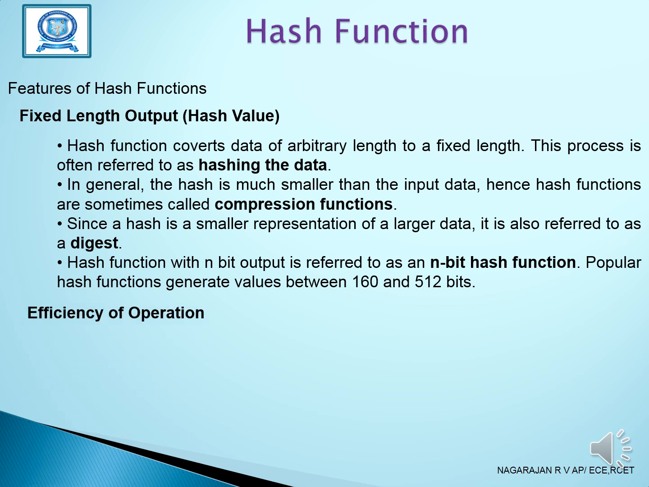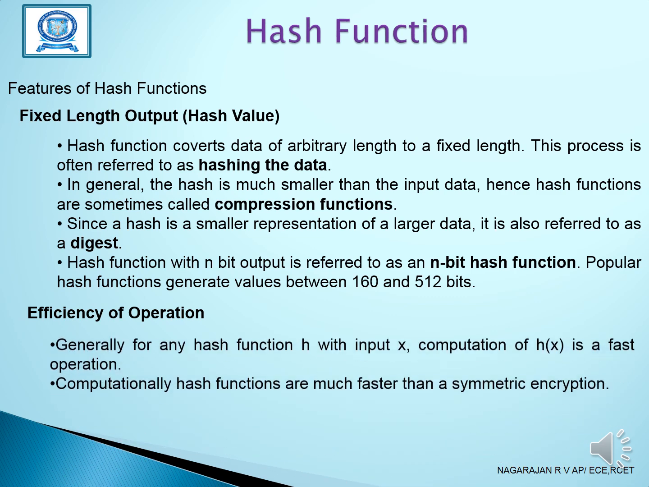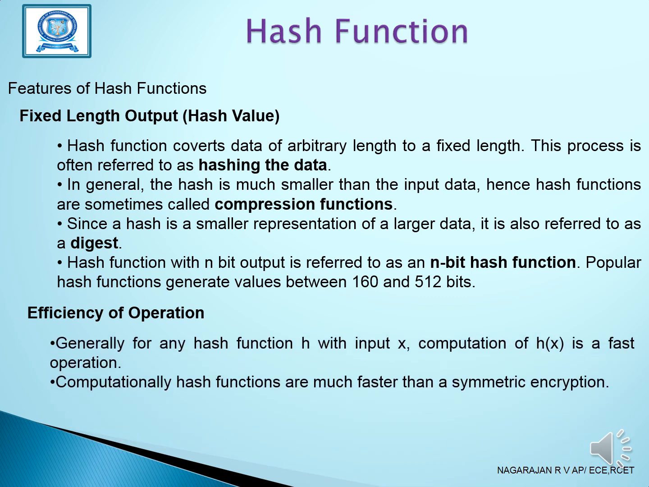Now let us see the second feature of a hash function. It is the efficiency of operation. Generally, for any hash function h with input x, computation of h of x is a fast operation. Computationally, hash functions are much faster than symmetric encryption. So these are the features of a hash function.